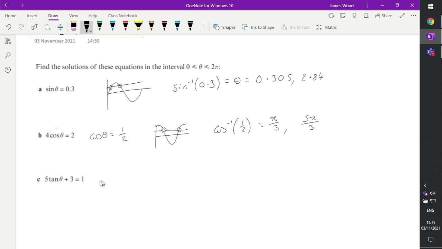This next one, 5 tan theta plus 3 equals 1. Well, that means that tan theta is going to be 1 minus 3, which is minus 2, divided by 5. So minus 2/5. Let's see what that looks like. Minus 2/5 is down here. So we're going to get probably 2 solutions.